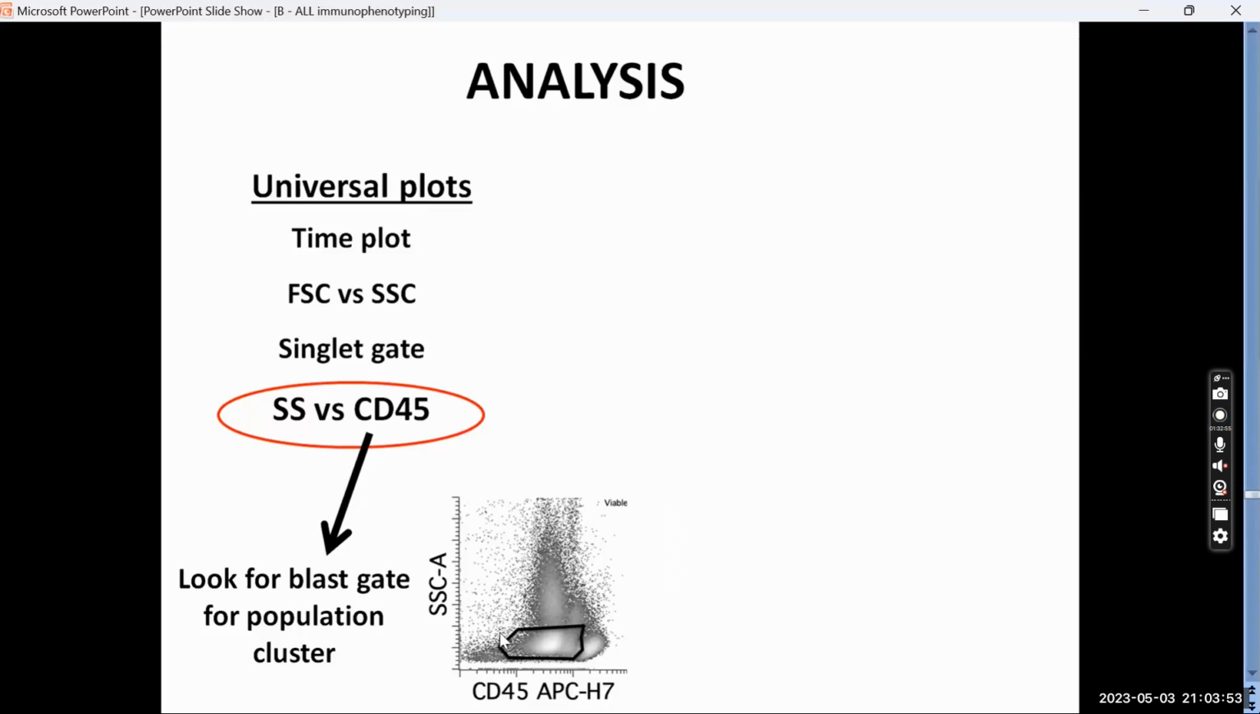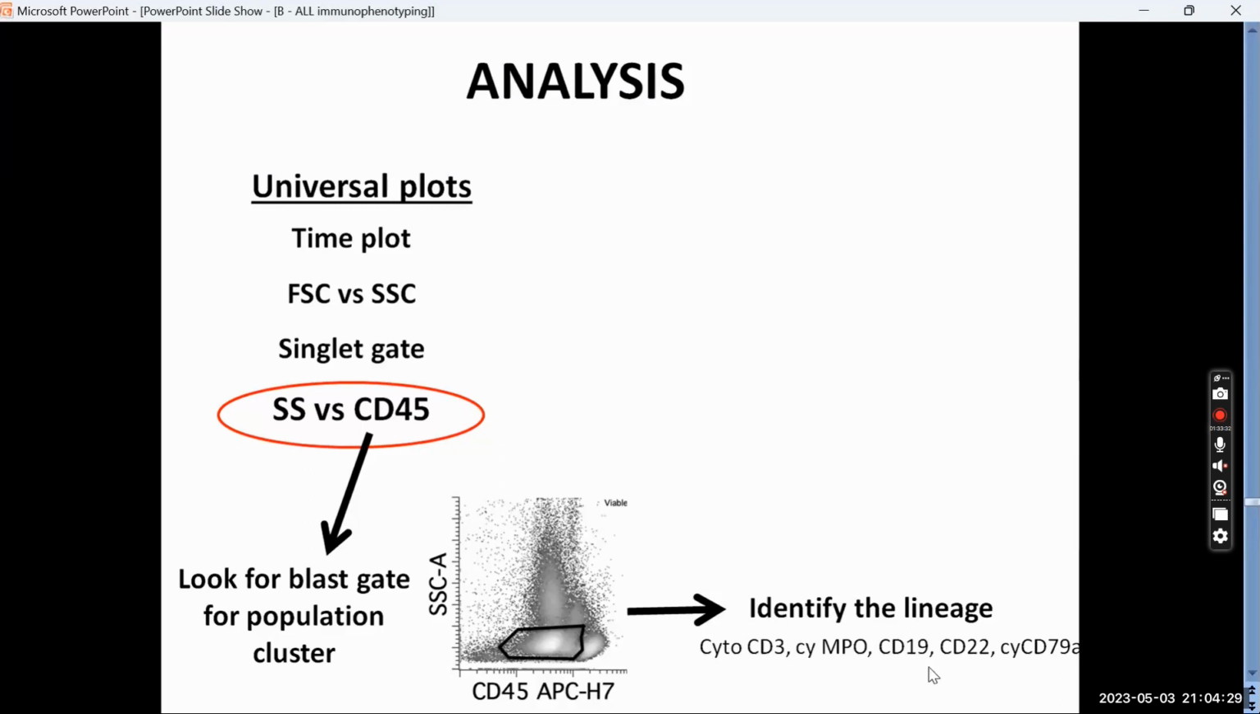Even I used to say these words interchangeably, but it's not right. When I'm selecting this population, this is called drawing a region. When I'm applying this population in a subsequent plot, it means I'm gating this population. That is called gating. People who have attended basic flow cytometry should know this. Then after selecting this region, gate this population in cyto-CD3 or MPO or CD19 and identify the lineage.